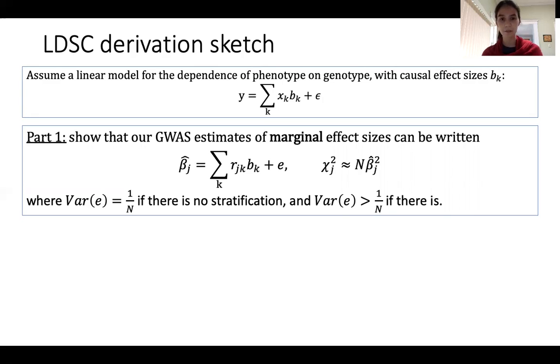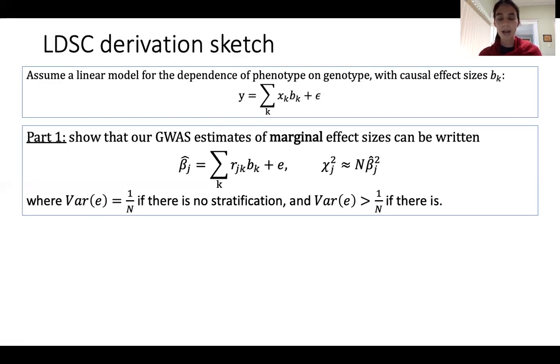is not an unbiased estimate of B_K, but instead it's an unbiased estimate of the sum of all of the other SNPs of their causal effect sizes weighted by how much LD they have to SNP J. So you can see for one of our lonely SNPs, this R_JK would be zero for every K except for K equals J. But if you have a big LD block, then R_JK will be positive for many different choices of K. And so that means that any B_K that's non-zero within that block will contribute to beta J. So this gives a quantification of what does it mean that one SNP can be associated if any nearby SNP in LD is truly causal. And then we can write our chi-square statistic as approximately N times beta hat J squared.